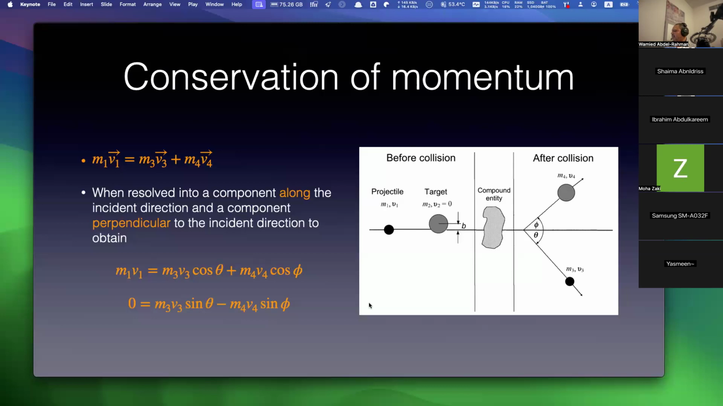In the y-axis, we don't have any initial momentum, so the initial momentum is 0. And then the momentum of particle 3 in this direction should equal the momentum of particle 4 in the opposite direction. This means m3 v3 sine of the angle theta, minus the momentum of particle 4 multiplied by the sine of its angle. So the sum of these two momenta should equal 0.